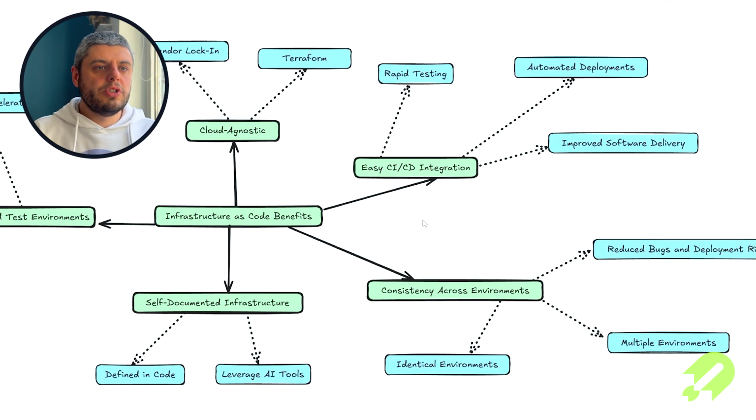If your startup decides to use infrastructure as code to define your resources and architecture, you are 70 to 80% there of completing and having a CI/CD pipeline. Since infrastructure as code is just code that is executed in some environment, you can integrate that into your CI/CD pipeline and create rapid testing, automated deployments, and of course, improve your software delivery.